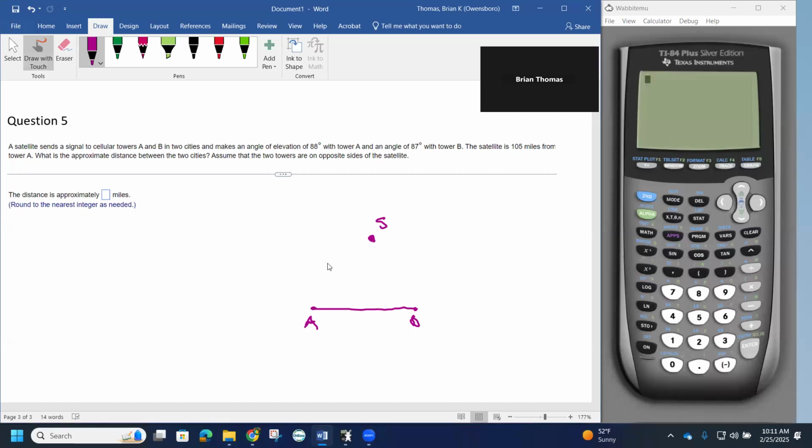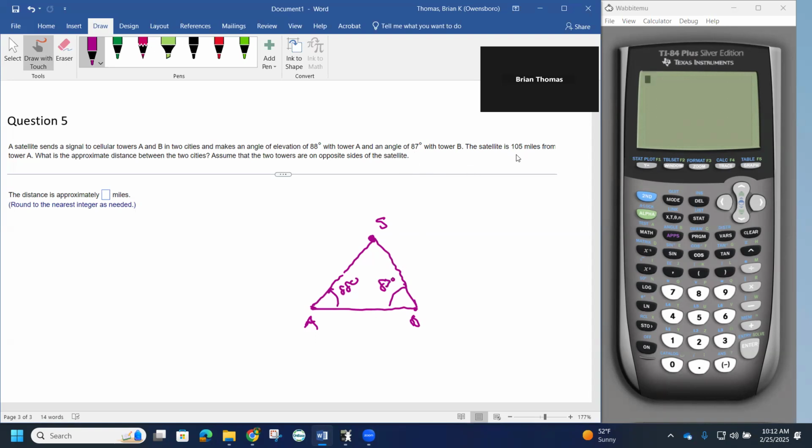Now, notice they say there's an angle of elevation of 88 degrees from tower A. What that means is, from the horizontal, if I rotate up 88 degrees, that's what's called an angle of elevation. So if I'm a person looking up at this satellite, my angle of elevation to see that satellite is going to be this 88 degrees. Similarly, over at B, my angle of elevation is the rotation off the horizontal, looking up to the satellite. I'm going to have this angle of elevation here, and they say that angle of elevation was 87 degrees.